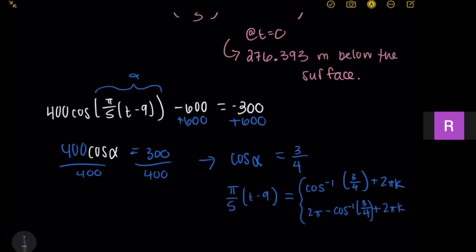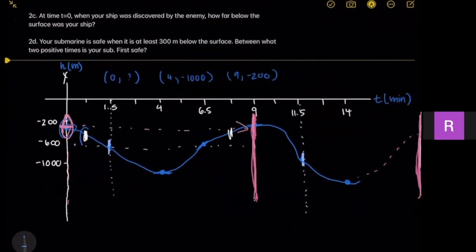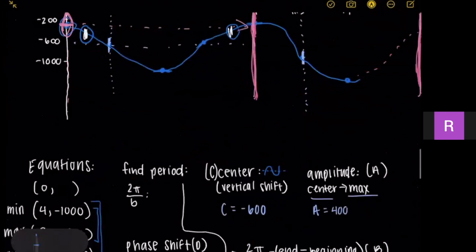So we have the 2 pi minus here because we're looking for the first time that it goes to 300, and then we're also looking for the second time. So the second time is going to be represented by the 2 pi minus because 2 pi is going to be an entire period. So that's going to represent the ending point.